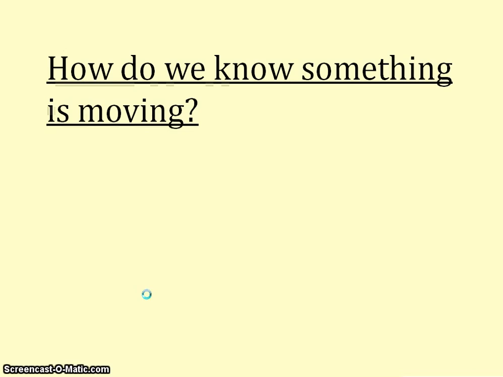How do we know something is moving? This might seem like a very easy question to answer. It's something we know intuitively. We just know it because we see it happen. But in science, that's not good enough. We have to be able to define exactly what makes something move.